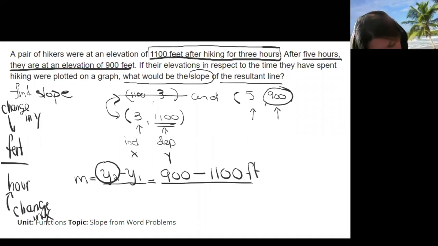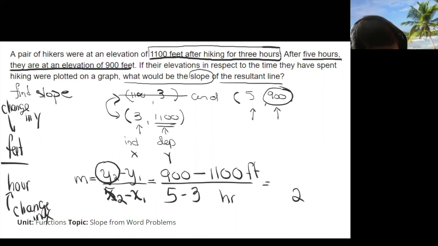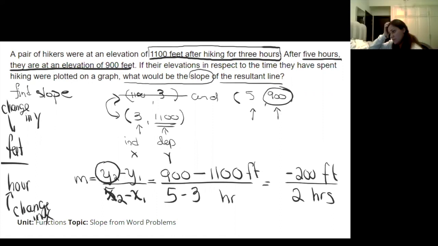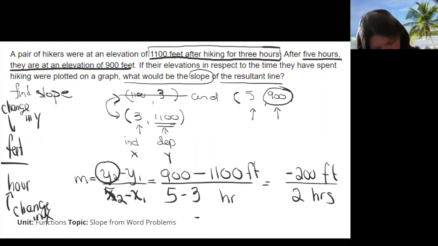How long did it take me to do that? Well, I ended at 5 hours. That's my X2. And from that I can subtract my first X, my 3 hours. So it was over the course of 2 hours. I went down 200 feet. It's minus 100. Yes, exactly. That's a slope of negative 100. I'm going down 100 feet per hour.